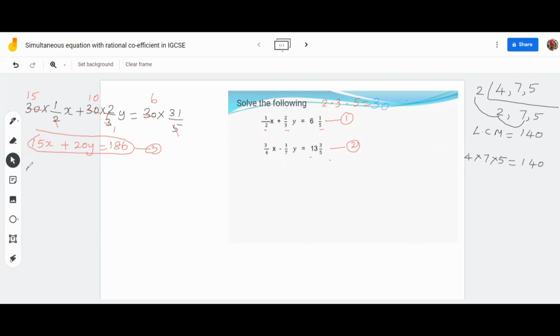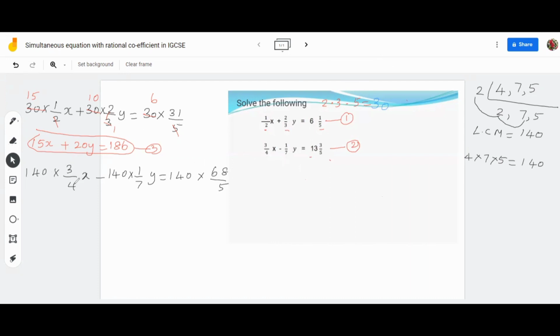Let me write down: 140 times 3 over 5 times x minus 140 times 1 over 7 times y equals. Here I can make the improper fraction. 13 times 5 is 65, 65 plus 3 is 68, over 5.